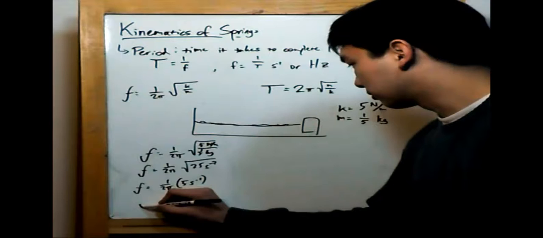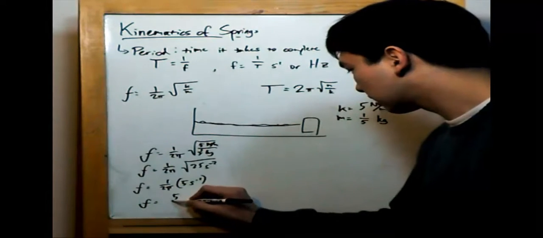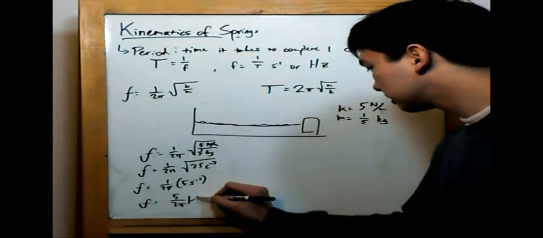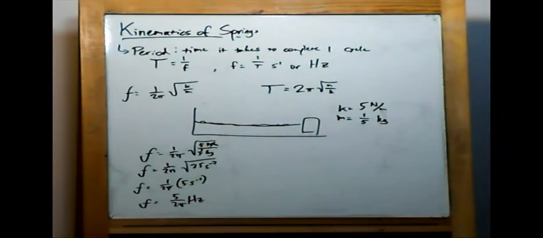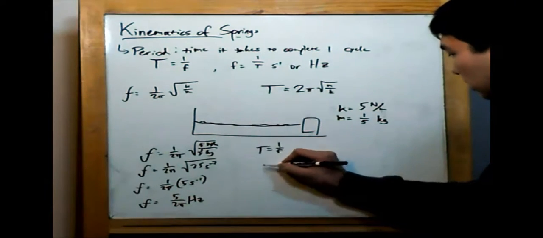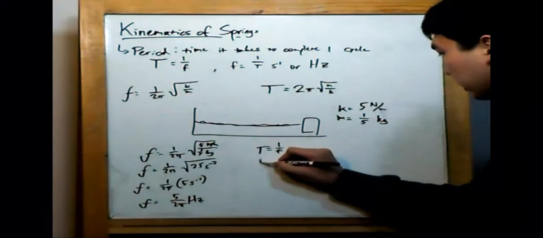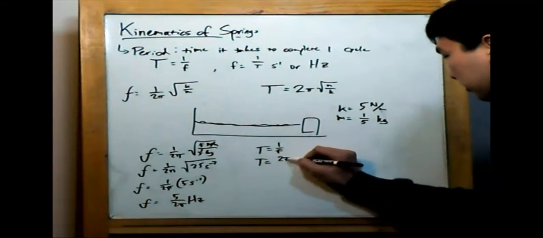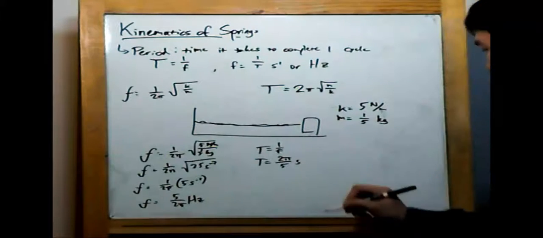And so we're simply left with that, 5 over 2 pi hertz. If we want to find the period, we could simply take 1 over the frequency, and since that's 5 over 2 pi hertz, we get a period of 2 pi over 5 seconds.